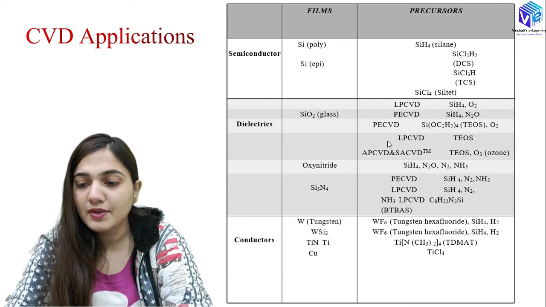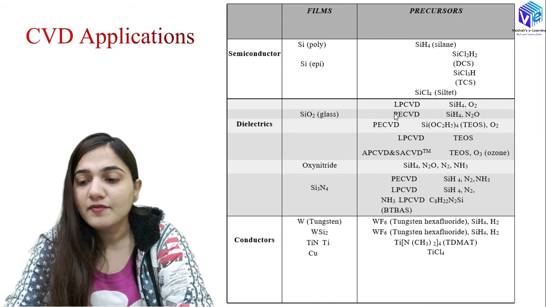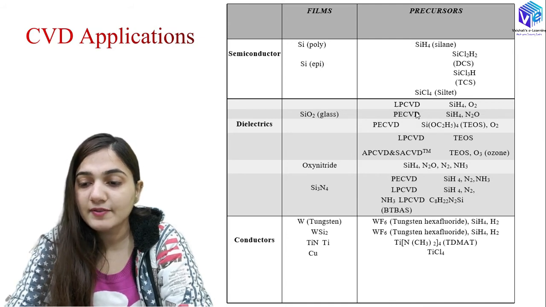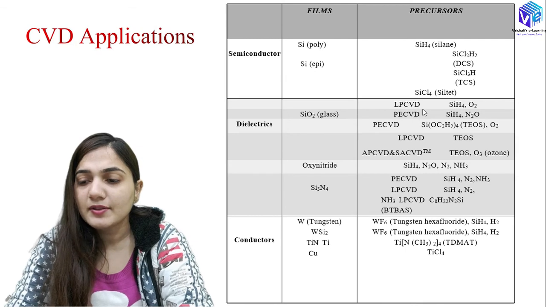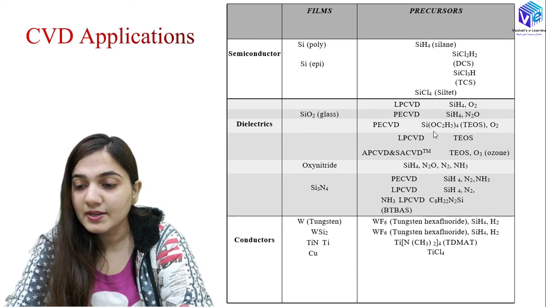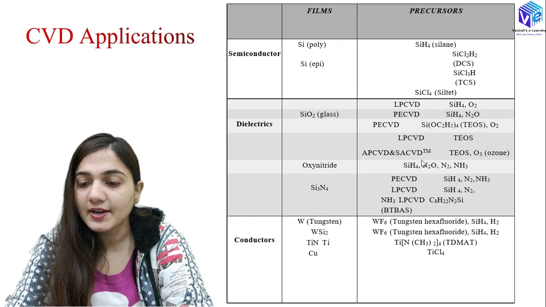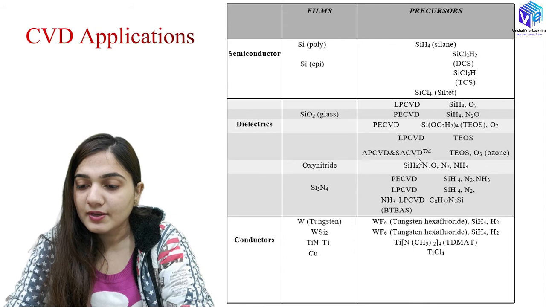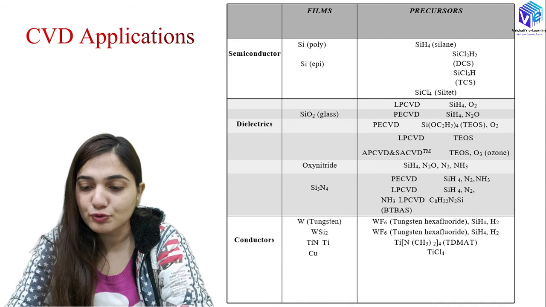Okay, so we can use various processes in the CVD. We can use the low pressure CVD, we can use the plasma enhanced CVD. There are various precursors. Okay, for SiO2 we can have silane and oxygen, we can have silane and N2O as well. Okay, for PECVD we have TEOS as well as O3. Okay, so these are all the reactants, or the precursors, that are required for the formation of SiO2. Okay, so we can form it with the help of TEOS as well, and we can use TEOS plus ozone as well. This is a very common compound that we use. Why?